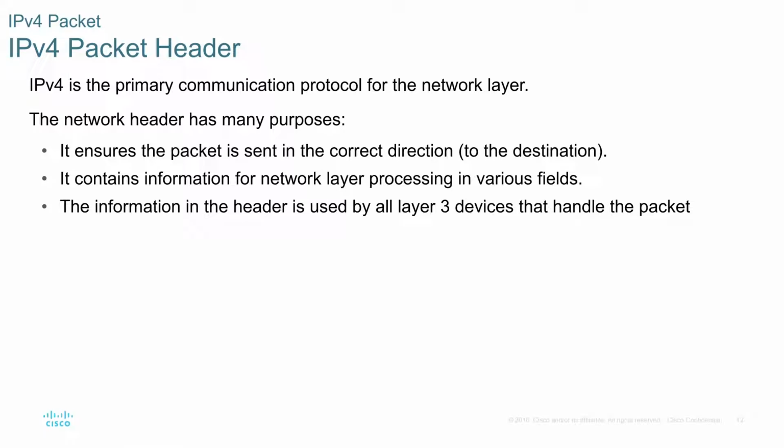The IPv4 packet header is the primary communications protocol for the network layer. This is gradually changing until IPv6 becomes the main protocol used worldwide. The network header has many purposes. It ensures the packet is sent in the correct direction so that it reaches its destination. It contains information for network layer processing in various fields. The information in the header is used by all layer 3 devices that handle the packet.